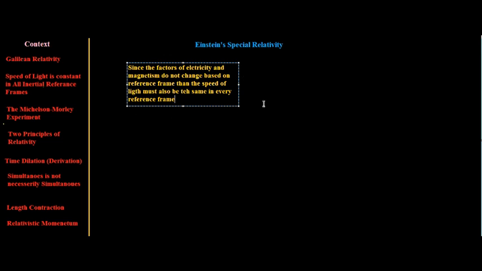So this is very significant for Einstein's special relativity, because this is its second principle: no matter what reference frame you are in, or how fast you are moving with respect to the speed of light, the speed of light is still the same. This is basically the gist of Einstein's second principle that we will use to derive the time dilation.